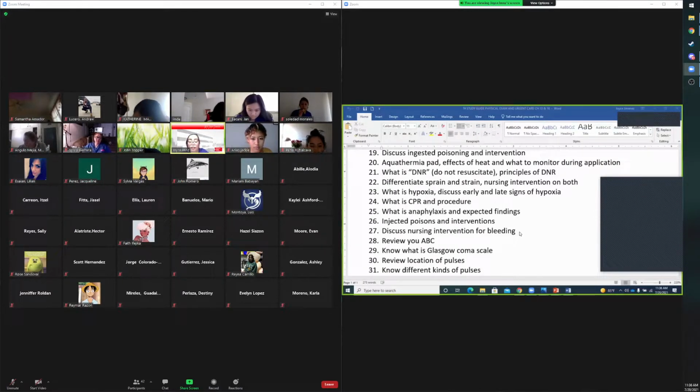Sprain and strain. What's the difference? Strains are injuries to the muscle and sprains are to the joints. You strain your muscle, overuse, overstretch, right? And sprain is for the joint. Okay, very good. So what is the nursing intervention for this too?